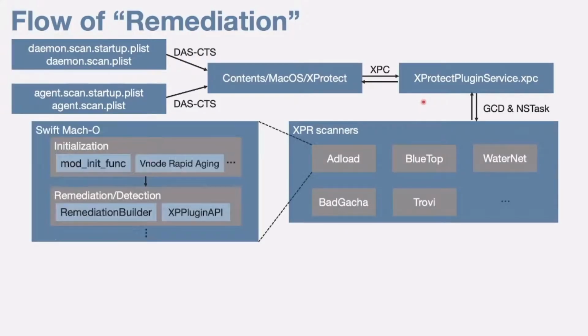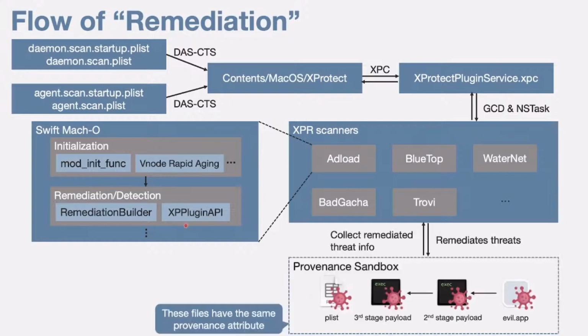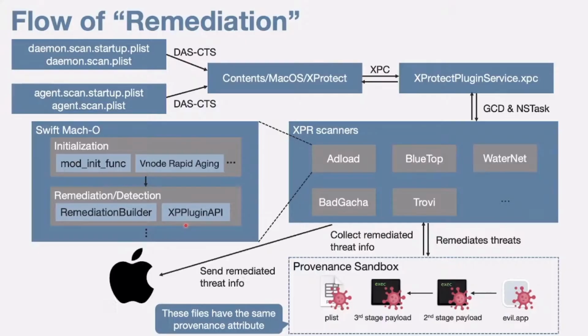Each scanner includes its own remediation logic, which is written using a remediation builder DSL, along with something called the XP plugin API. Also, I won't cover it in today's talk, but scanners also collect provenance extended attributes while remediating threats. And finally, remediated threat information is reported back to Apple.